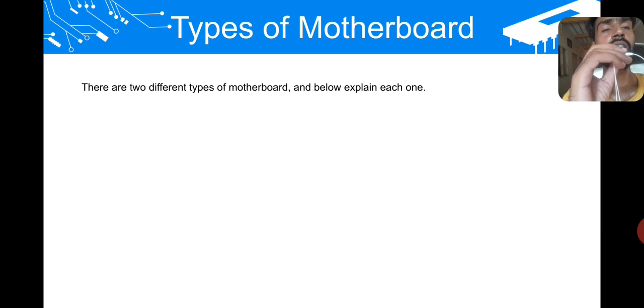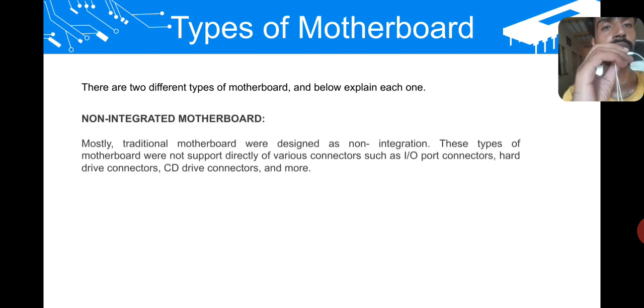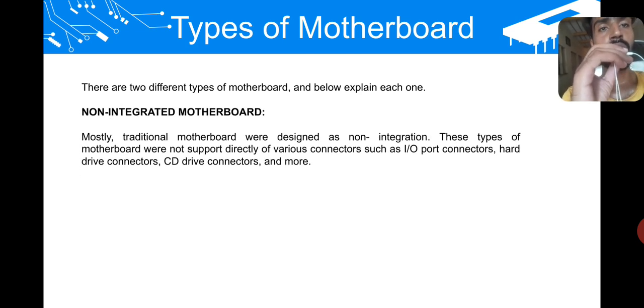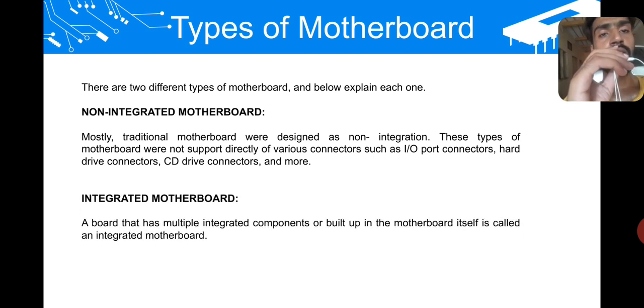Types of motherboard. There are two types of motherboard, explained below. Non-integrated motherboard: most traditional motherboards were designed as non-integrated. These types of motherboard did not directly support various connectors such as I/O port connectors, hard drive connectors, CD drive connectors, and more. Integrated motherboard: a board that has multiple components built into the motherboard itself is called an integrated motherboard.